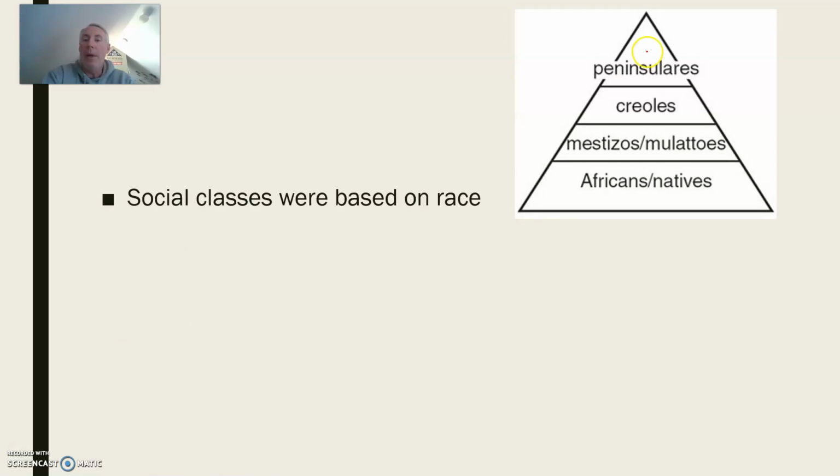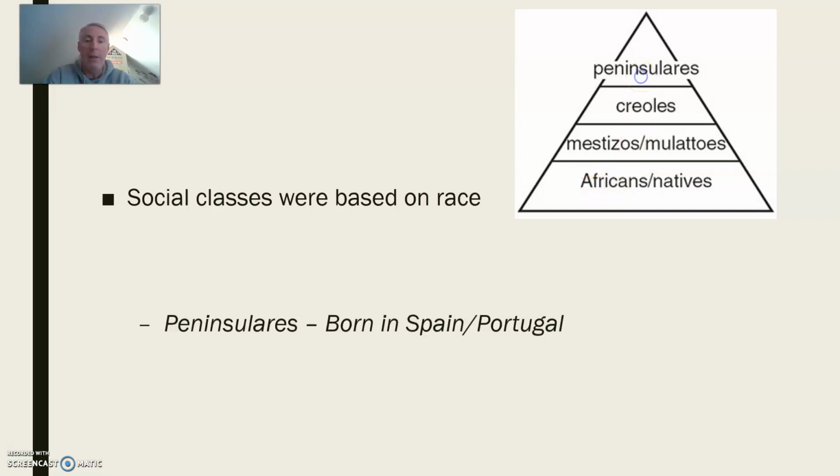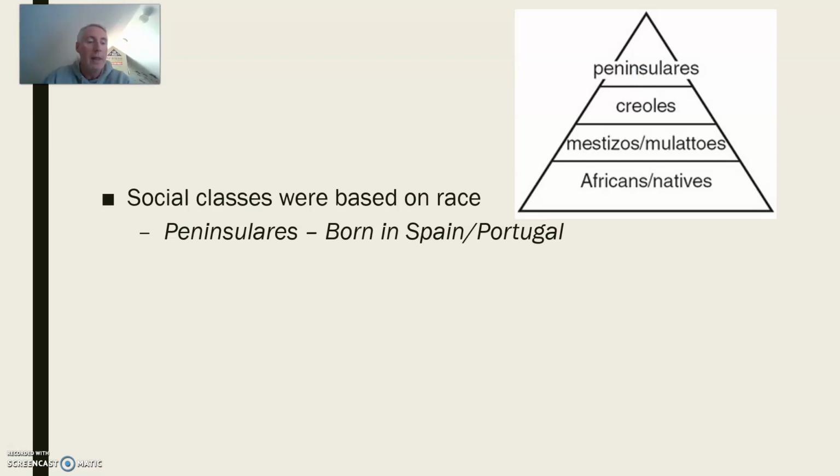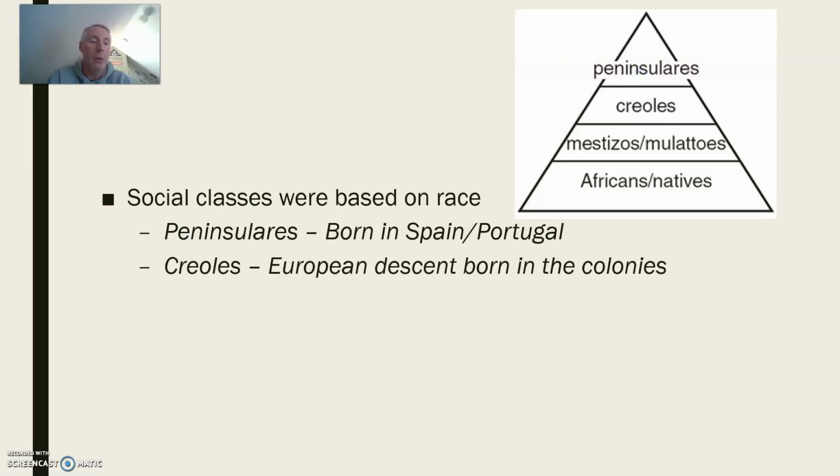Now, you've got the pyramid, and you've got these different groups. Let's go over what a lot of these groups mean, because outside of Africans and natives, you guys probably are not familiar with what any of these words mean. The first one, the Peninsulares. These were Europeans who were born in Europe and considered to be the most pure blood. Beneath them were the Creoles. Creoles were European blood, but born in the colonies. So these were the descendants of the Peninsulares.